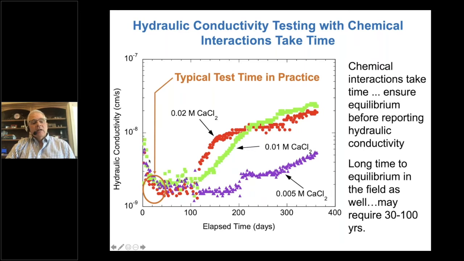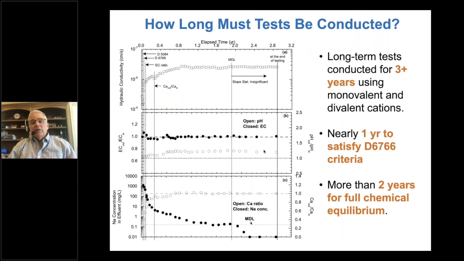But we can look at the data here, and you can see that things are changing in these experiments, certainly during the first 40 days, but perhaps over an entire year later. Chemical interactions are occurring very slowly. Now, this isn't necessarily universal, these very long times I've shown here, but the chemical equilibrium times are much longer than we're used to. And yet it's critical that we allow chemical equilibrium to occur to ensure that we've got a reliable outcome. How long do we need to run the tests?